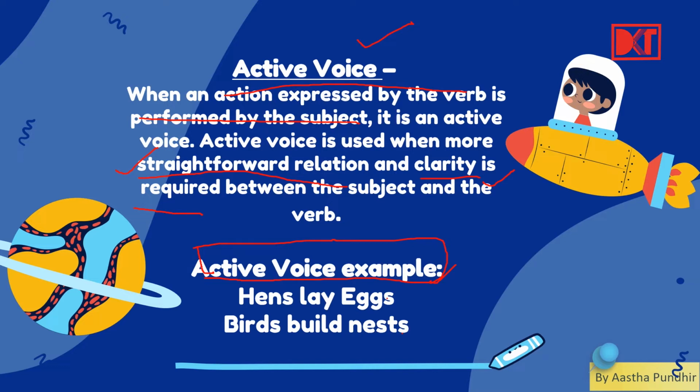For the time being, active voice के example you see here. Hen lays eggs, birds build nests. These are मैंने बहुत ही simple examples लिए हैं आपके लिए. Hens lay eggs. क्या है यहाँ पे subject? Hens. यहाँ पे second sentence में subject? Birds. What are they doing? Hens are doing the action of laying eggs. What are birds doing? Birds are doing the action of building nests. Pretty easy, right? So these become active voices.